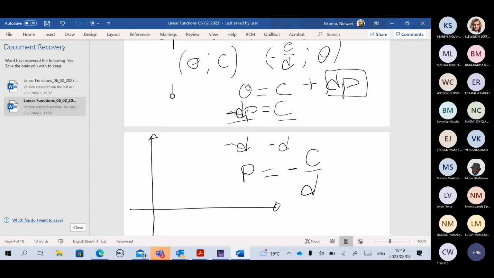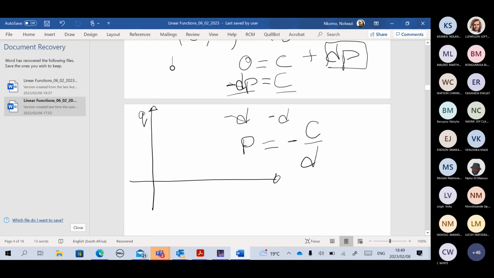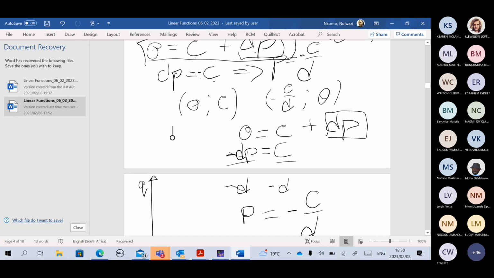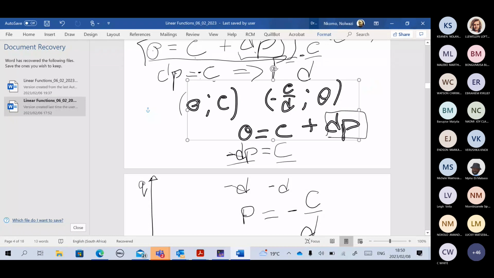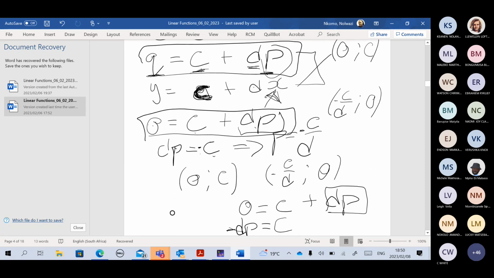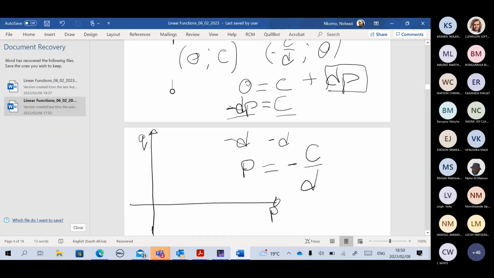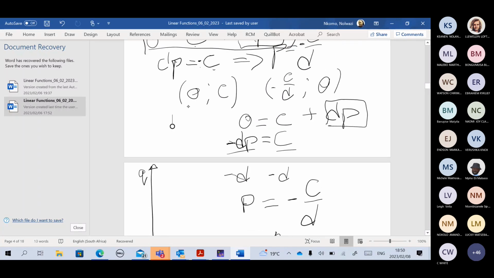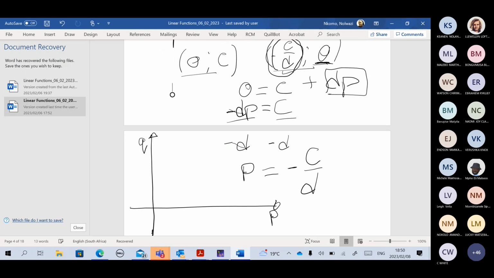Going back to our graph, we said these are the Q's, the vertical line, and we have the P's on the horizontal line, right? Okay, we have 2 points. We have minus C over D is to 0, and we have this and this, right? And remember, the first value represents P, and the second value represents Q, right?